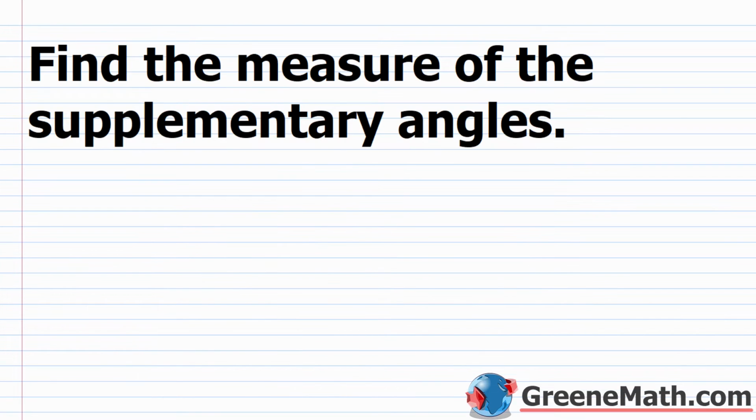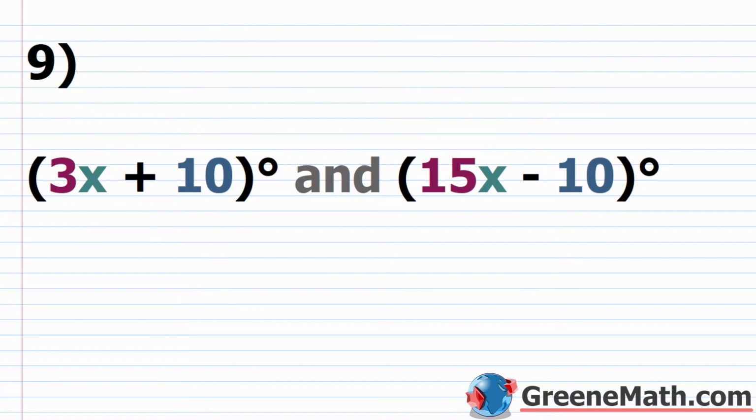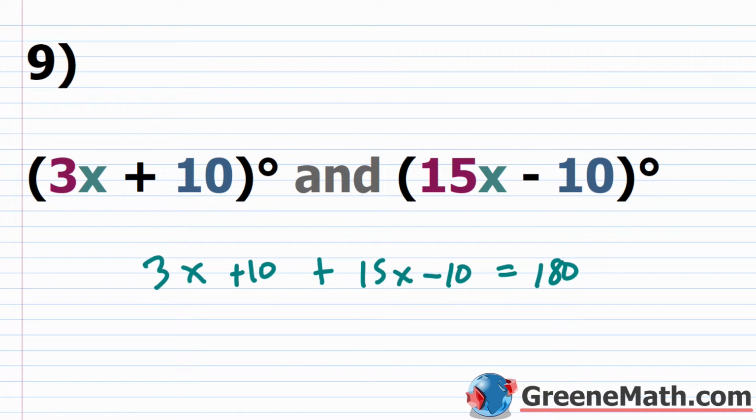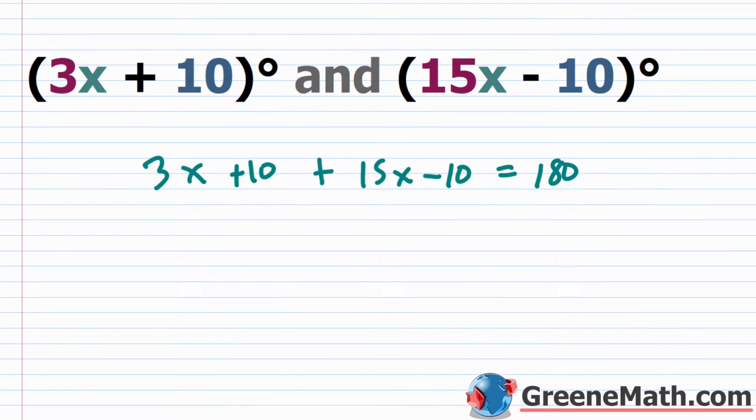All right, for the last two problems, we want to find the measure of the supplementary angles. So remember, these angles are going to be positive angles that sum to 180 degrees. So you have your 3x plus 10, then plus your 15x minus 10. This equals 180. Again, you can just leave the degree symbol off. We'll just put it in later. So I will say that 3x plus 15x is 18x, and then 10 minus 10 is 0, so that's gone. So 18x equals 180. Divide both sides by 18.